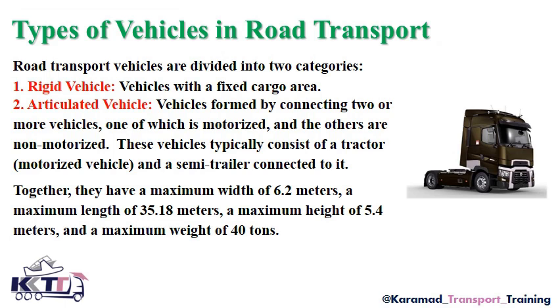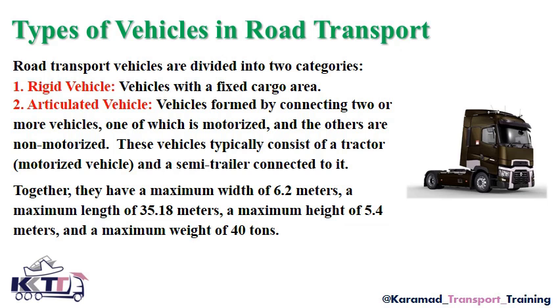Vehicles in road transport are divided into two categories: non-articulated vehicles, which are called rigid vehicles, and articulated vehicles. Non-articulated vehicles are those that have a fixed cargo area and are generally made of one part. But articulated vehicles are those that are formed by the connection and combination of two or more vehicles. One of these vehicles is motorized and the rest are without a motor or driving force. Usually the part that has the motorized vehicle is called the tractor, and the other part, which is without a motor or driving force, is called the trailer or semi-trailer.